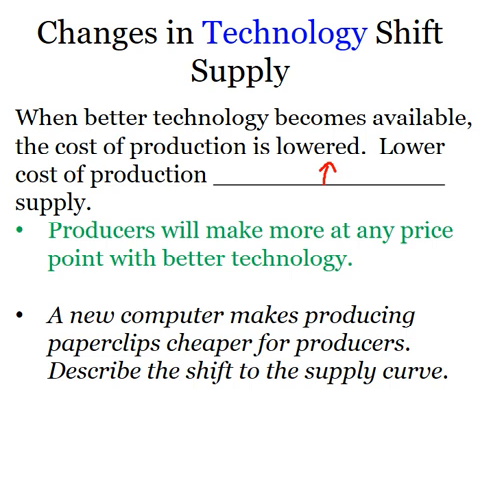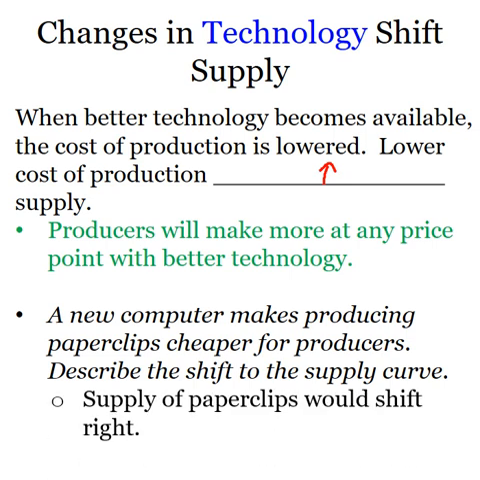The example here, a new computer makes producing paper clips cheaper for producers. Describe the shift of the supply curve for paper clips. The supply for paper clips will increase. It will shift to the right.